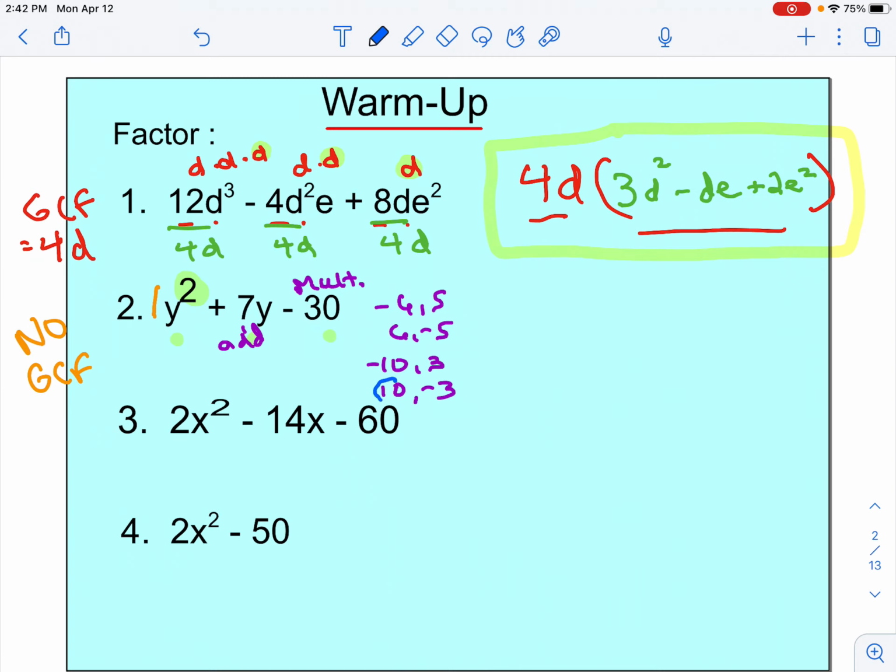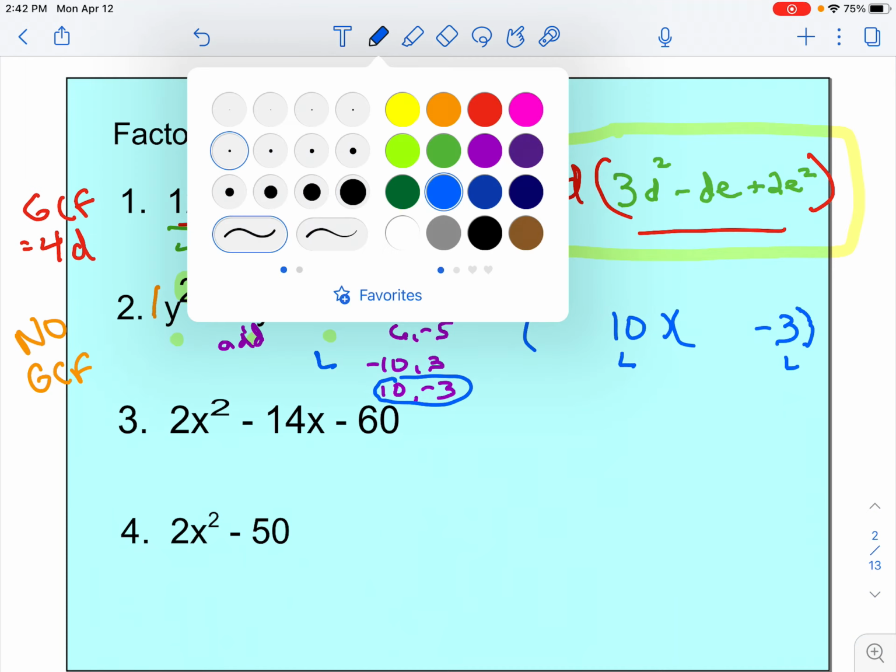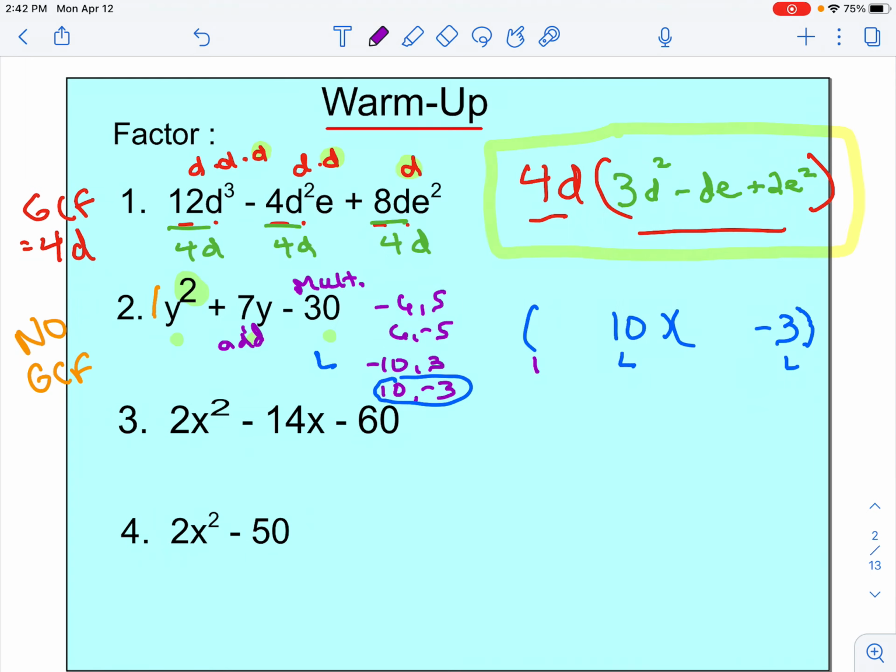I found that 10 and negative 3, when I multiply them, I get negative 30, and when I add them, I get 7. So those are the numbers that go in the parentheses, because whenever we multiply the last term times the last term, it's always going to give us this last term. And whenever we multiply the first term times the first term in these binomials, it's always going to give us this first term right here. So it has to be y and y.